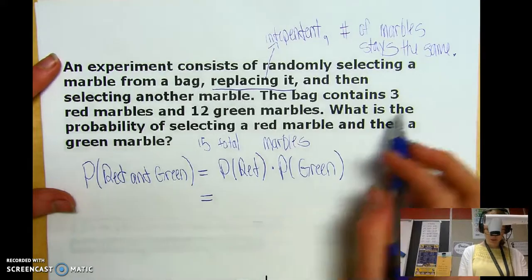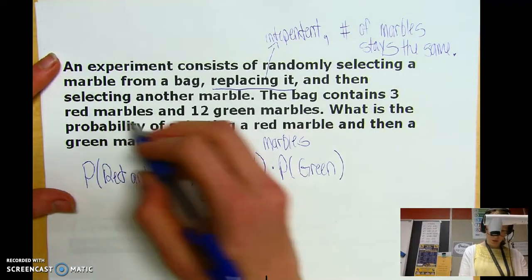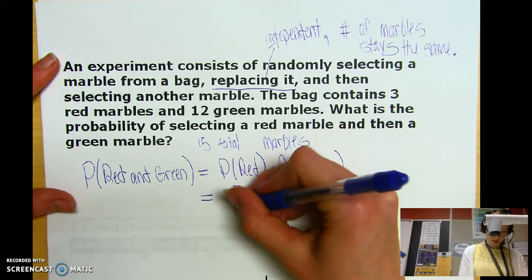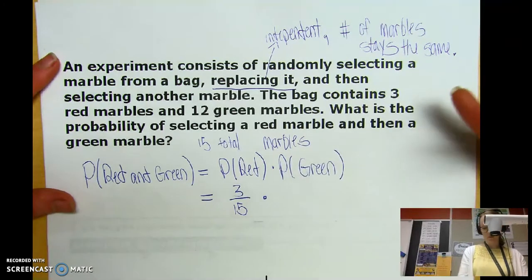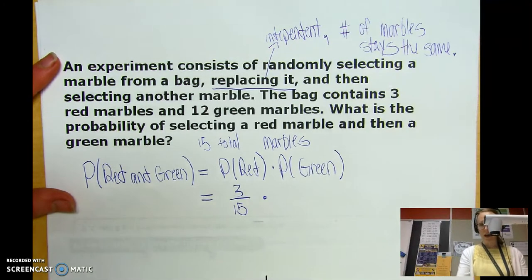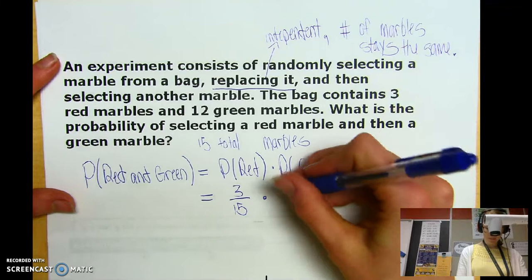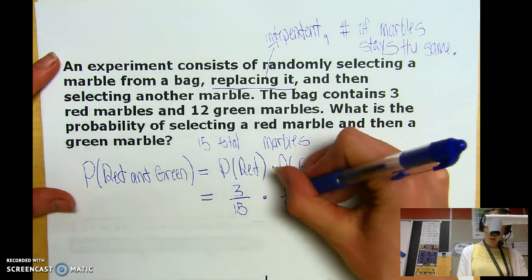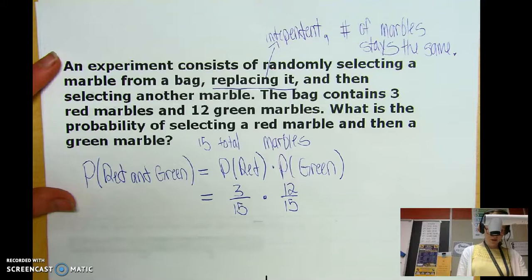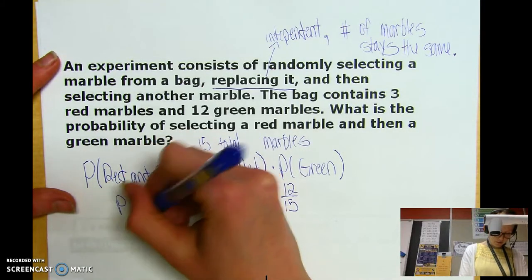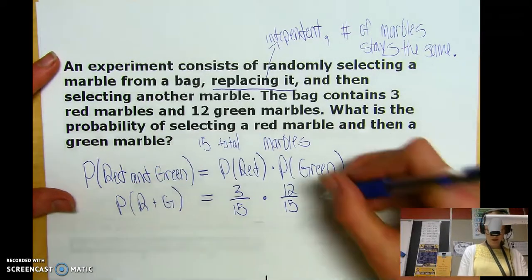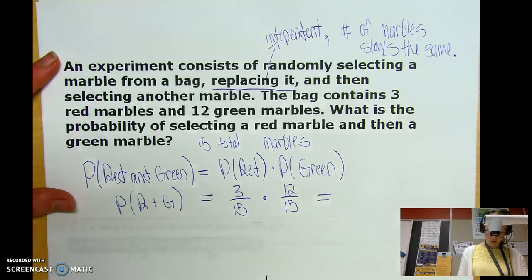Well, what's the probability I choose a red marble? There are 3 red marbles out of the total of 15 marbles in the bag. That was the first marble I choose, but I get to put it back, right? So I still am going to have a total of 15 when I go to choose the green one. And in this case, there are 12 green marbles.